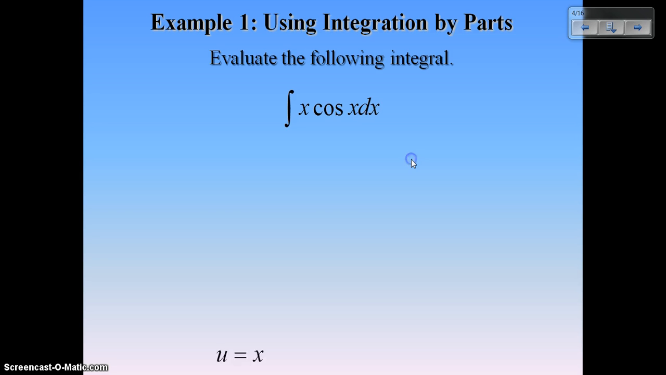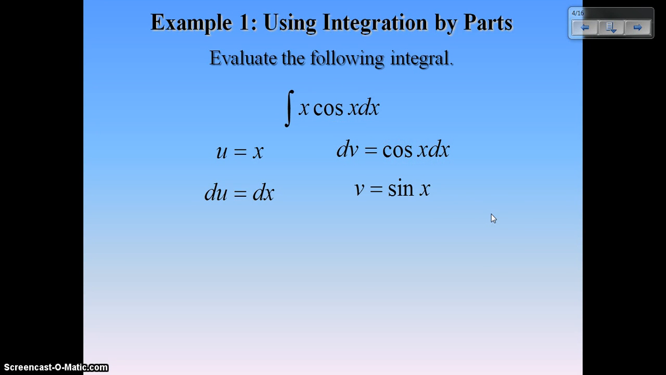But if I go the other way, if I let u equal x, then du is just 1 dx. You see it's simplified down. If I let dv be equal to cosine x dx, and notice it's the whole part there, cosine x dx, I take the integral of both sides. Well, I know what the antiderivative of cosine is. The antiderivative of cosine is sine. It's very simple. Now I take these and I plug them into my formula.